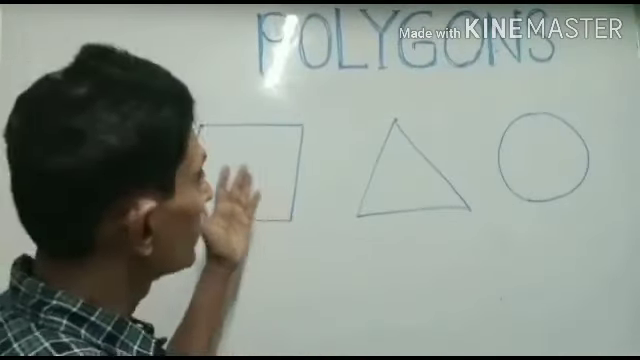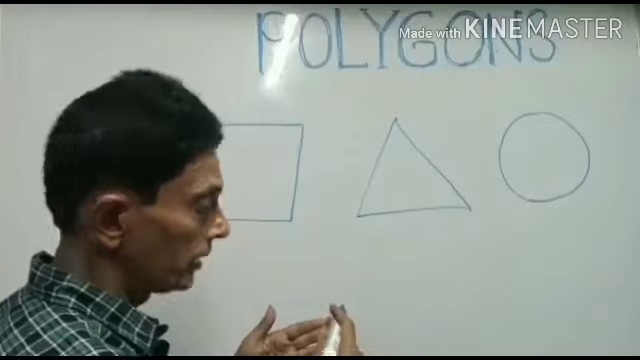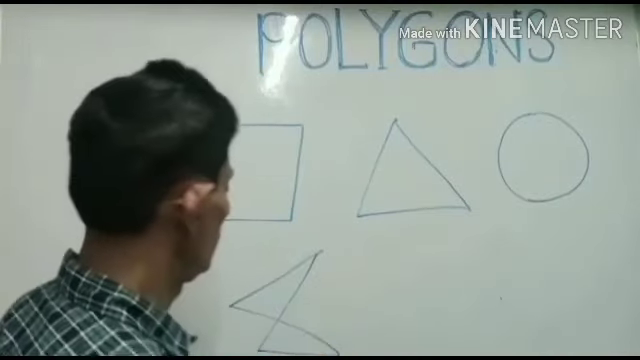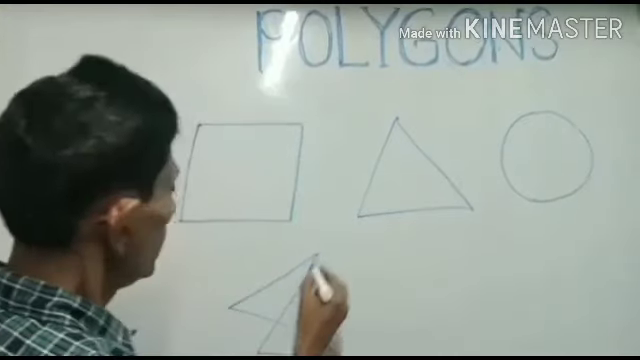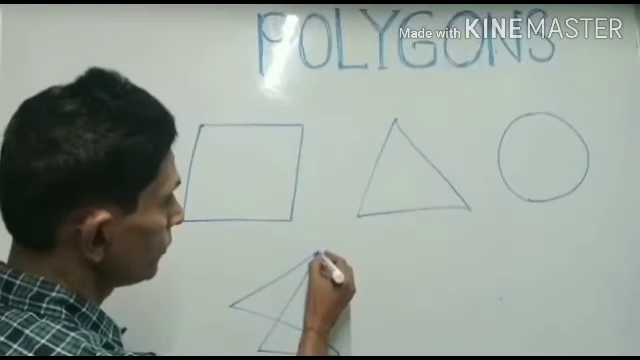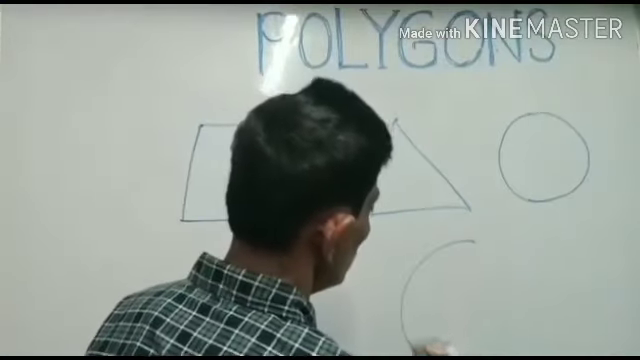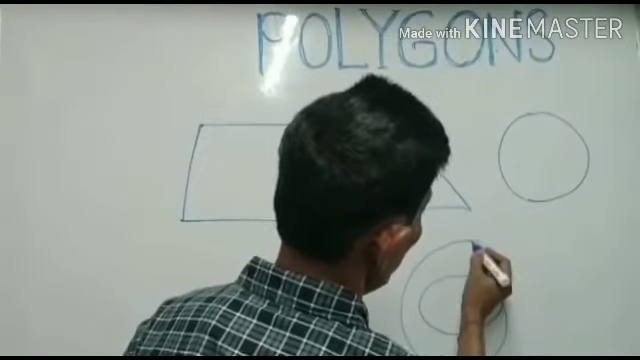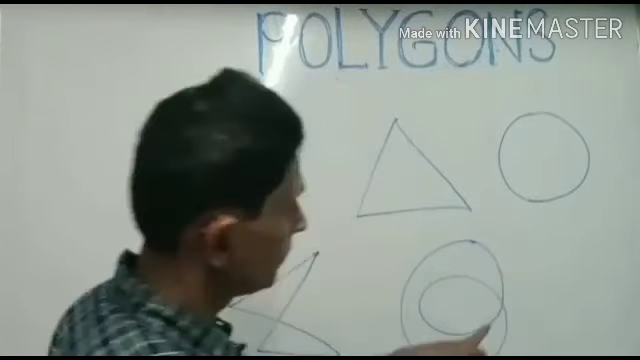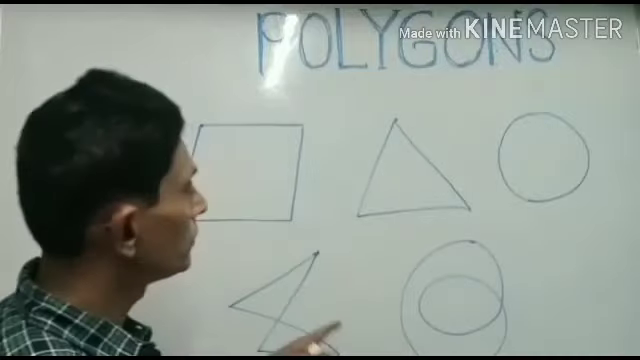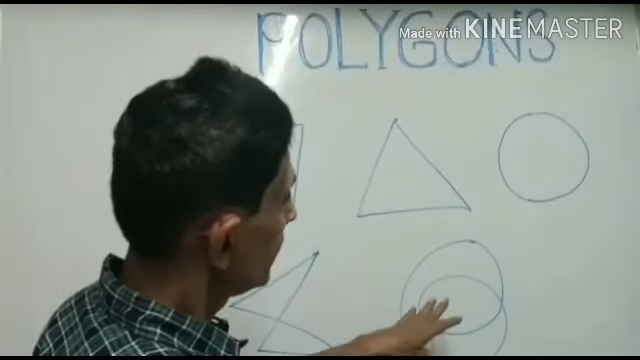A closed figure cannot intersect itself. Suppose here, the starting point and end point both are here, but it intersects here, so it is not a closed figure. Here also the starting point and the end point are the same, but it intersects here, so it is also not a closed figure. This is the difference between closed figures and others.